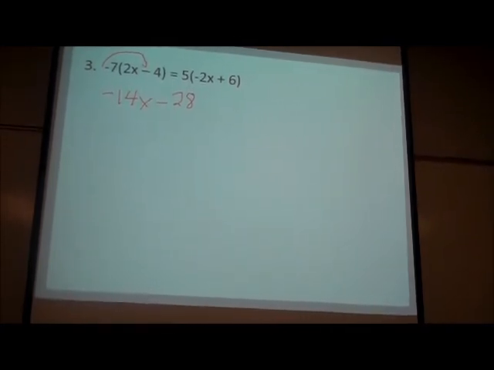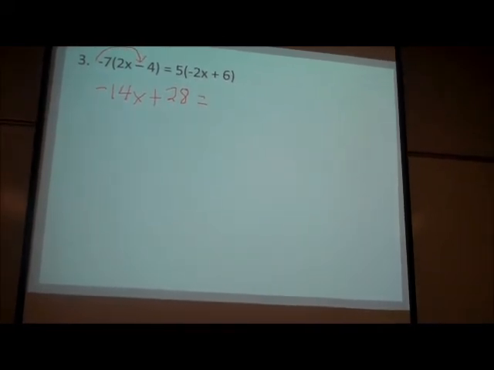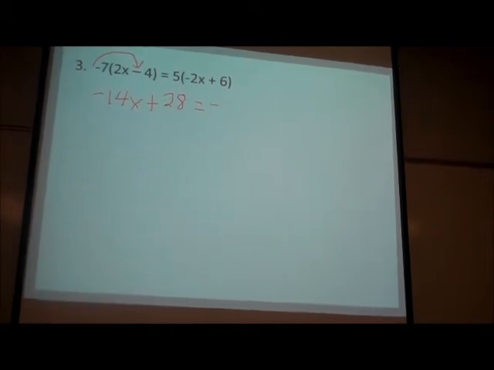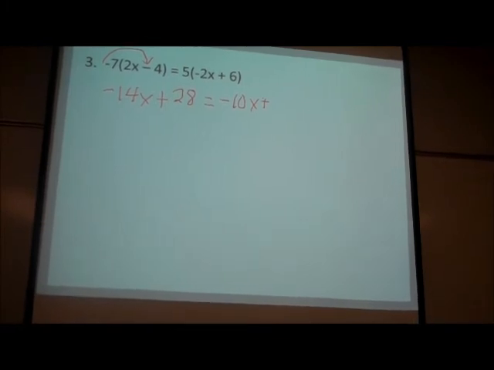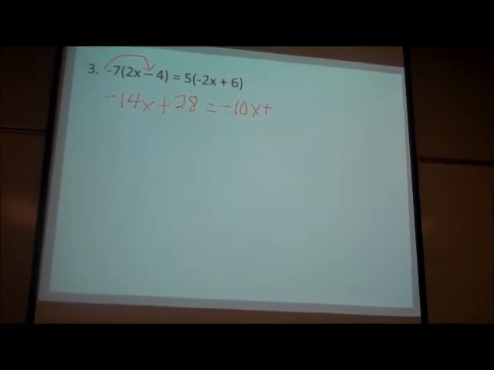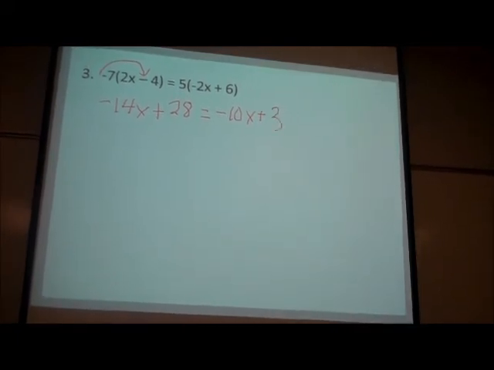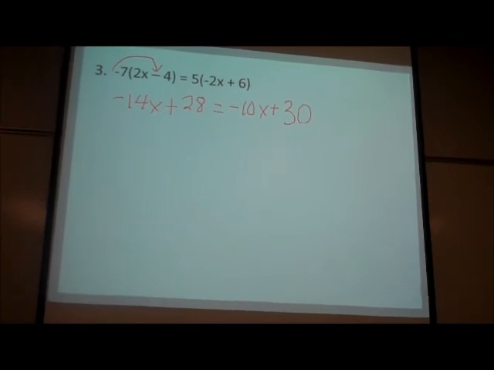Watch out for that, guys. That's what many of you missed on the last quiz. Distribute the 5 for me, Julia. Negative 10x plus 30. Yeah, it's going to be plus because it's a positive 5 and a positive 6. So plus what? 30. So everybody understand that step? Now what, James?